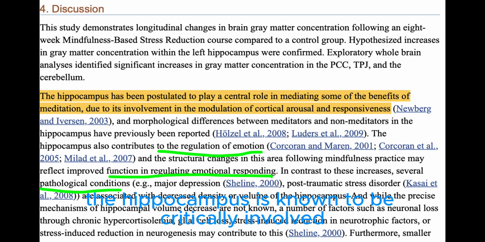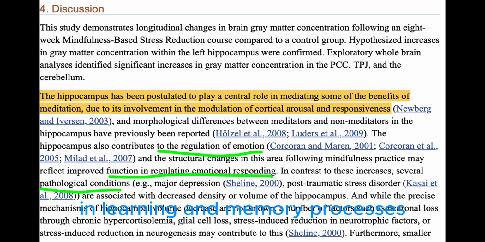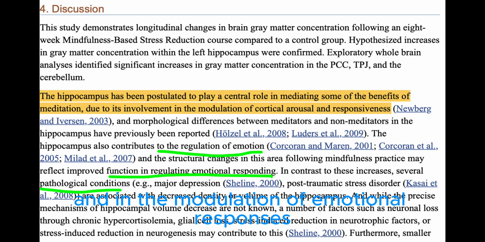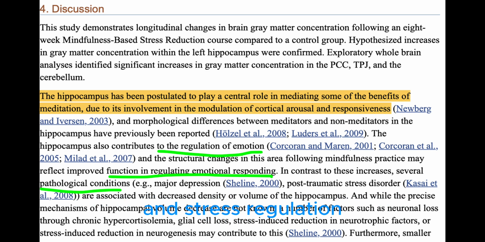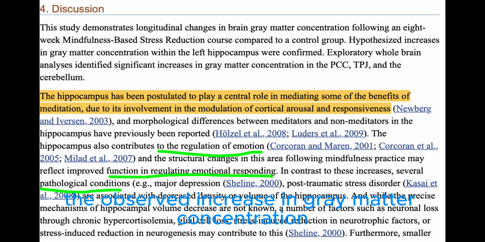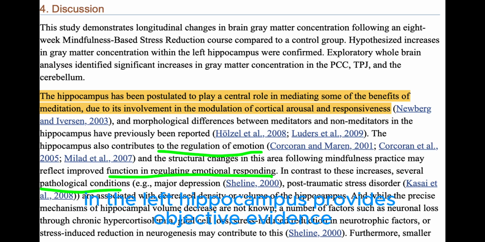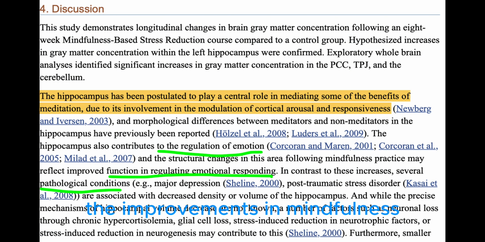The hippocampus is known to be critically involved in learning and memory processes and in the modulation of emotional responses and stress regulation. Therefore, the authors conclude that the observed increase in gray matter concentration in the left hippocampus provides objective evidence of structural neuroplasticity that may underlie the improvements in mindfulness, emotion regulation, and stress reduction that participants experience after completing the MBSR program.